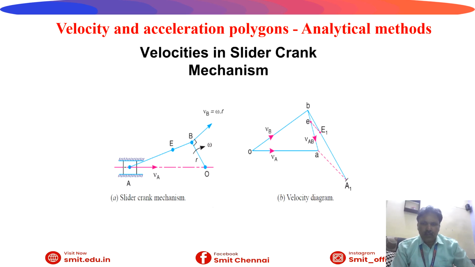Now we are going to see the velocity diagram on the right-hand side of this slide. Why is VA given in a horizontal direction? Because the slider part is moving from one point to another point. That is only slider motion. With respect to point O, this slider part is moving in a horizontal direction. That's why it is given as VA.